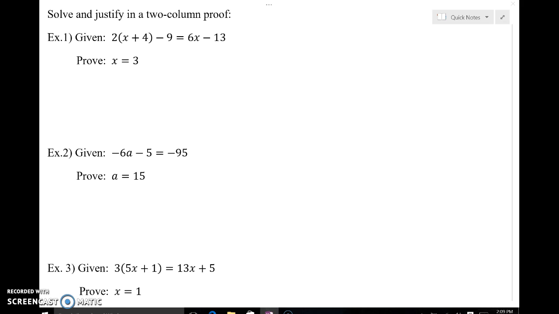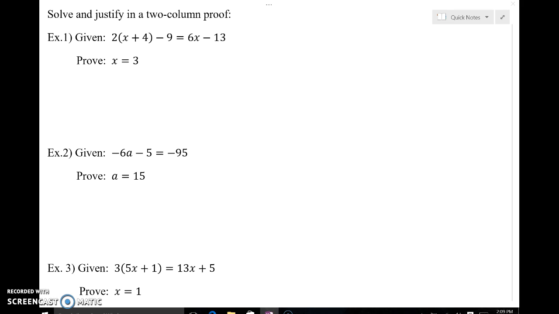You can get to this resource from our website. This should be on your 1.1.2 materials, and this is your solving equations. These four examples that I'm going to show you should be right there in your packet.